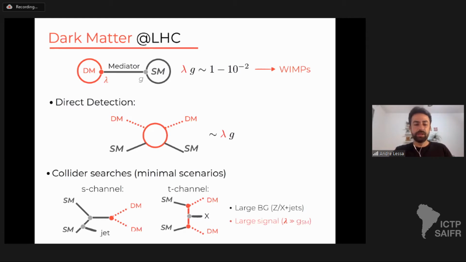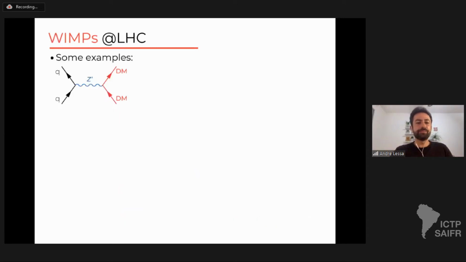The issue with this type of search is that typically there is a huge background, Z plus jets, with Z decaying to neutrinos, or other vector bosons plus jets. So it typically requires the signal to be quite strong. These couplings have to be quite sizable, and the dark matter mass usually cannot be too heavy. Within this WIMP framework, I will quickly illustrate some examples.